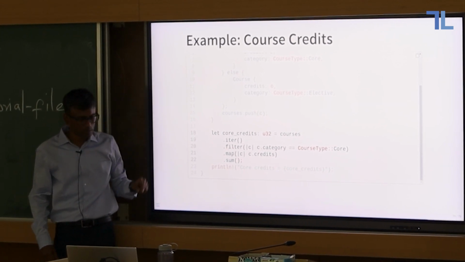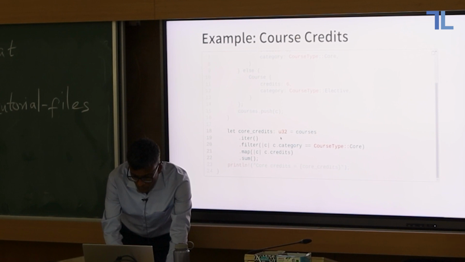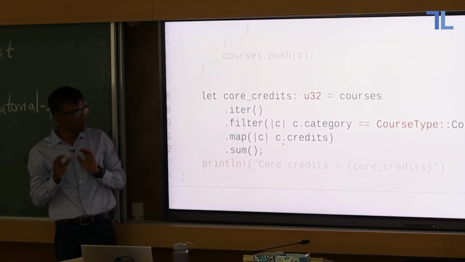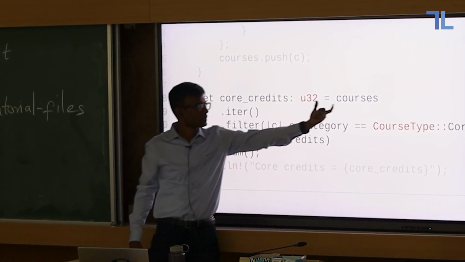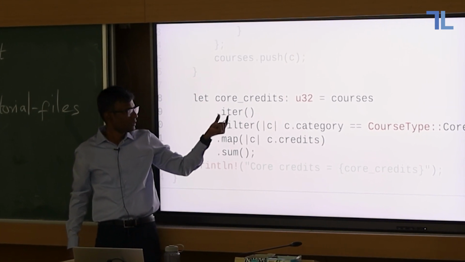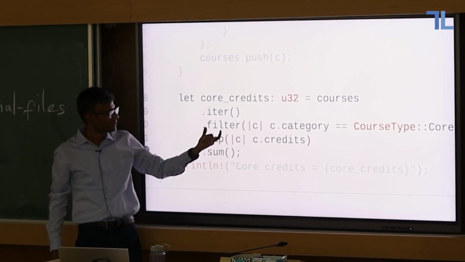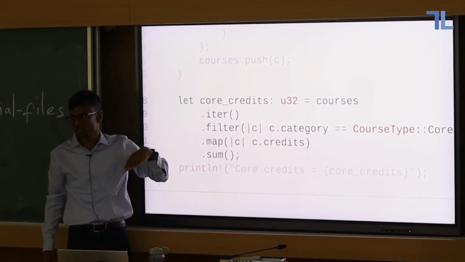Now here is a very succinct way to compute the sum of the core course credits. So what it is doing is, I take the courses, it's a vector, I call the iter command. Now this iter command is giving me an iterator to the vector. Then on iterators you can have something called a filter command.